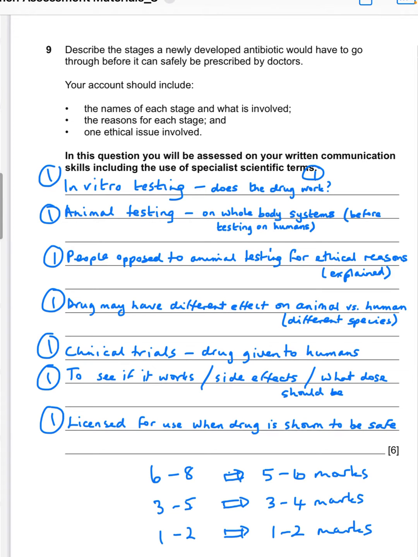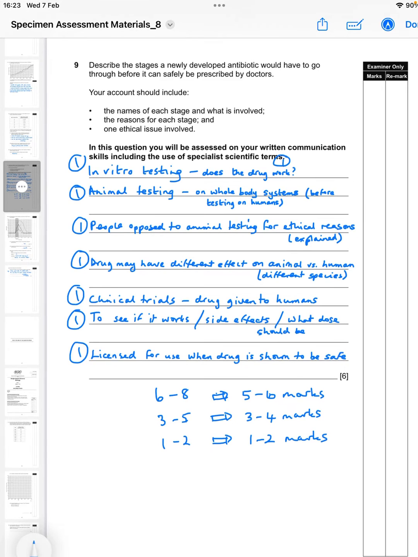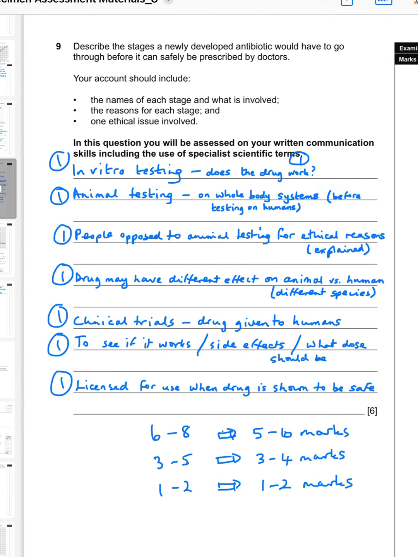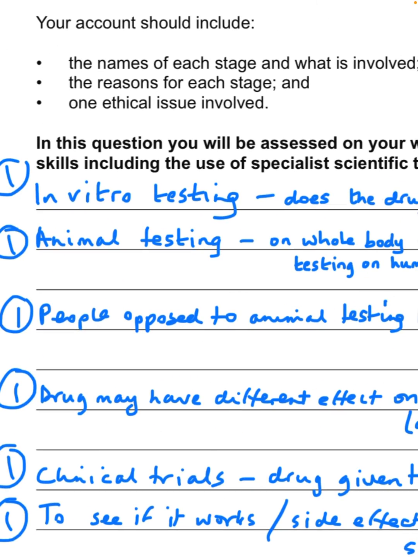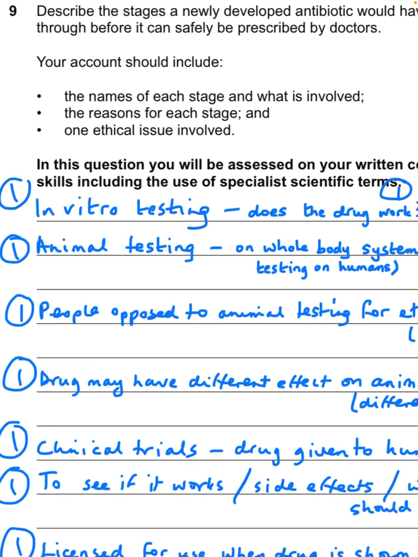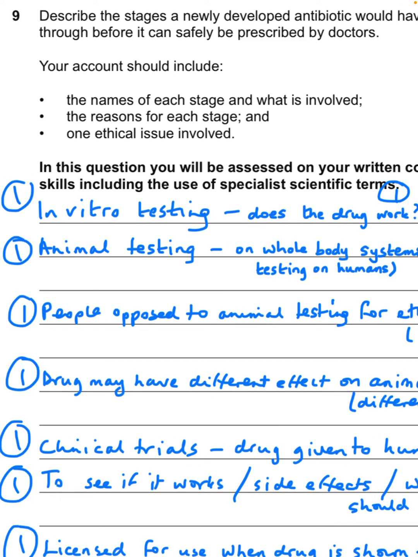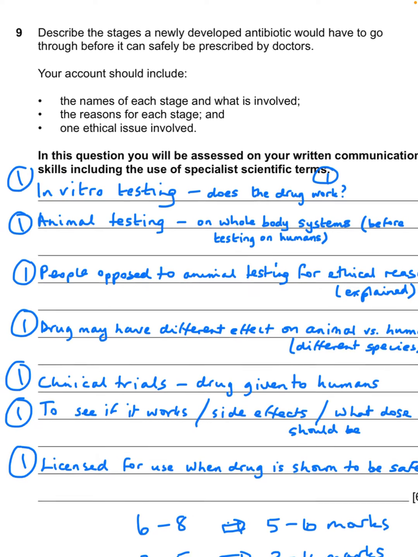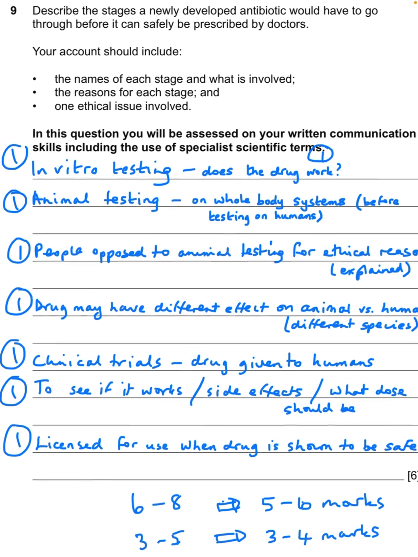But the names of each stage, we have then in vitro testing, we have clinical trials, we have animal testing as well, and then licensing. So you can see those given there. So in vitro testing is about, does the drug work? So that's explaining what it's for. Animal testing is on whole body systems before testing on humans.